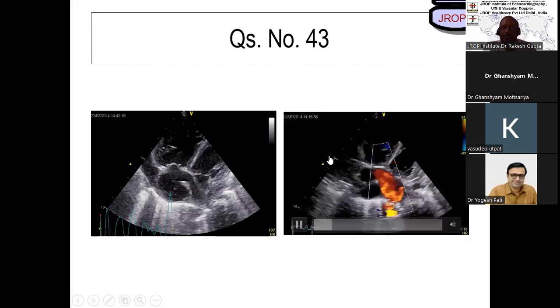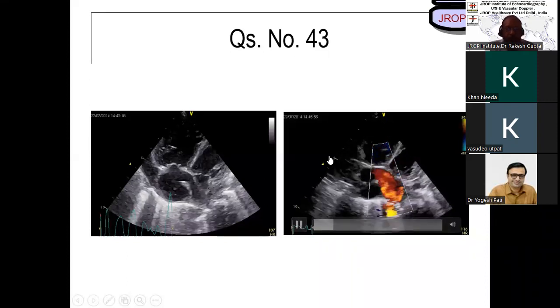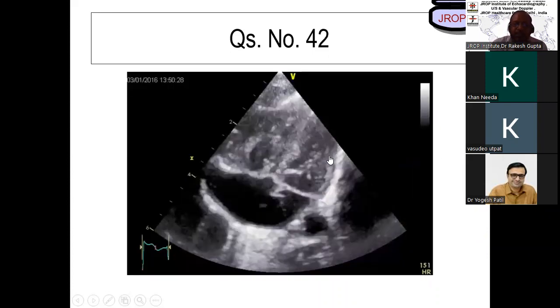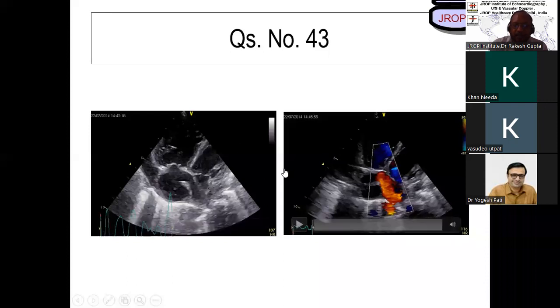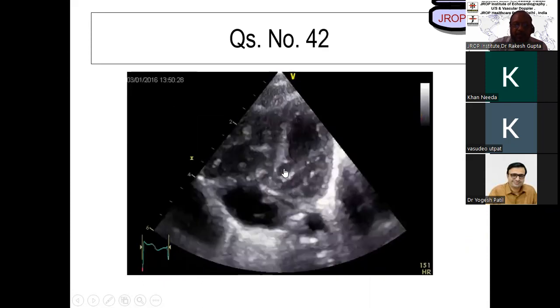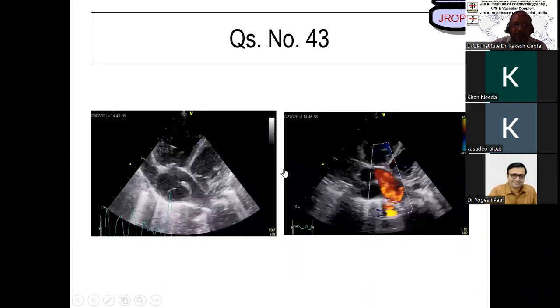Okay, Nida, go ahead. Yes, sir. Sir, can you just repeat your question, sir? What is the abnormality? Look at this picture carefully. I thought you raised your hand. That's why I'm asking. Sir, for ostium primum, it's there, but there is a pericardial effusion.